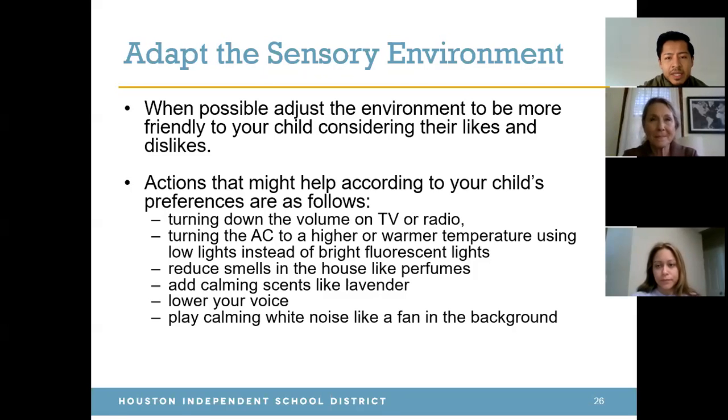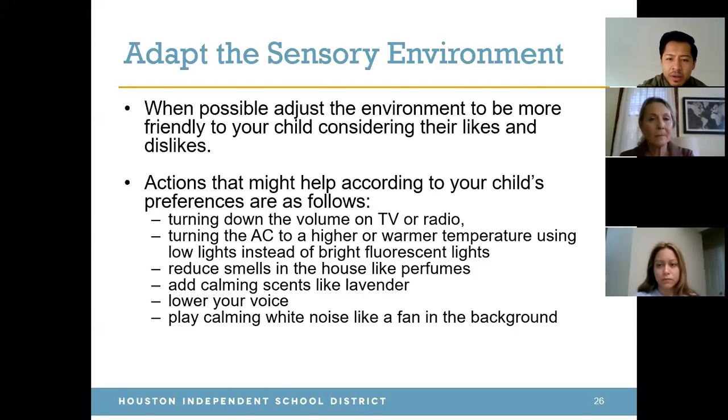So remember to adapt the sensory, or adapt the environment. Sensory has become a really big buzzword, but it really just means the environment that surrounds us. So just think about and pay attention to the types of likes and dislikes that your child has regarding the environment. We give you guys some ideas here.